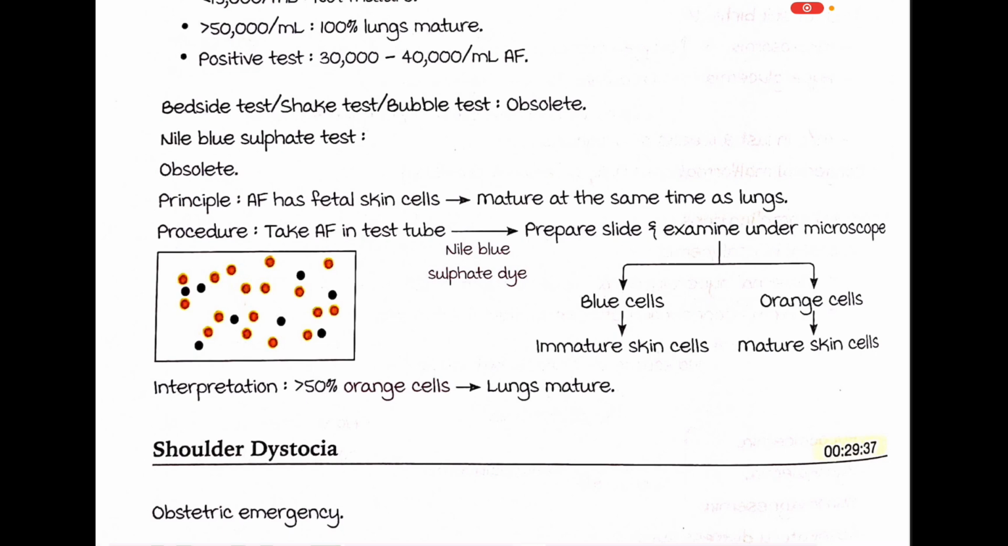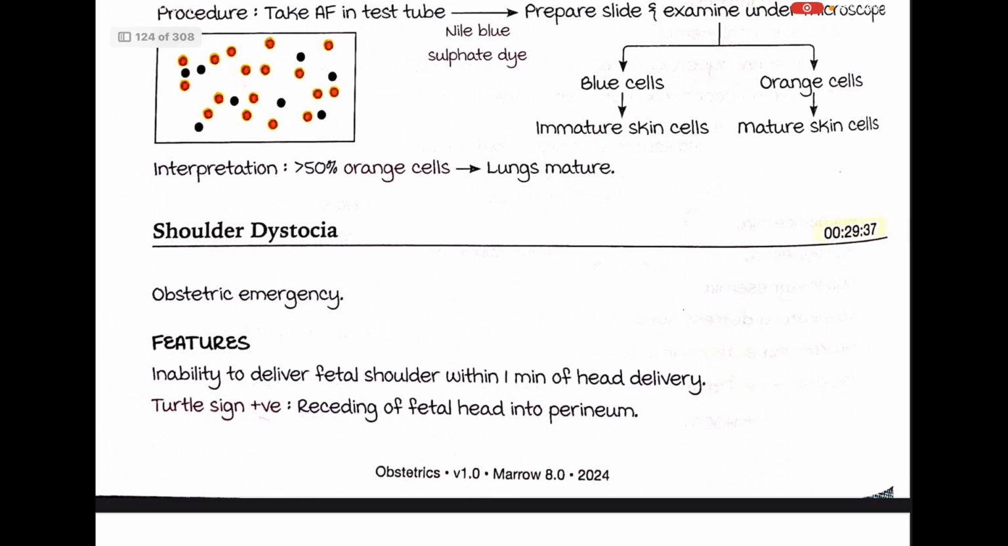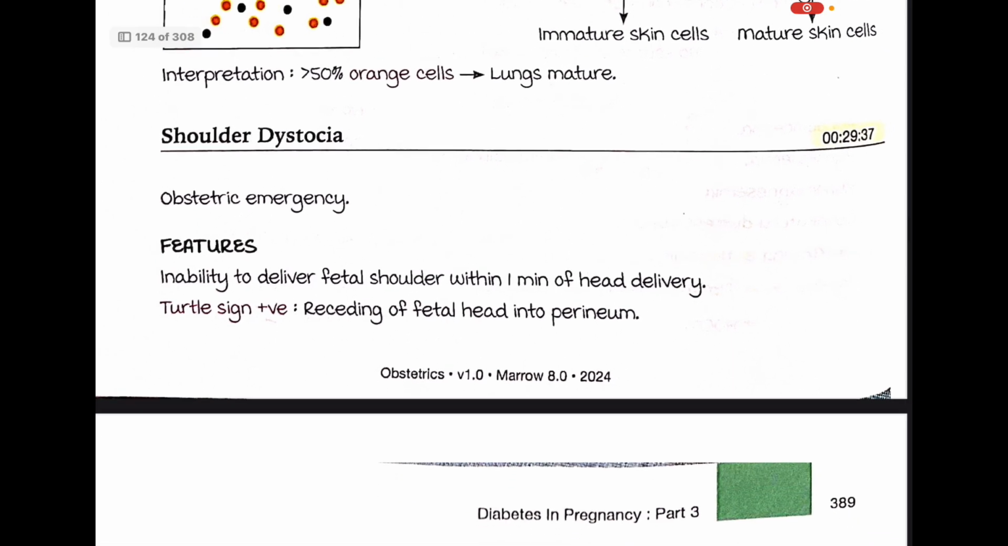Add Nile blue sulfate dye, prepare a slide and examine under the microscope. Blue cells are immature skin cells. Orange cells are mature skin cells. Interpretation: more than 50% orange skin cells, that is more than 50% mature skin cells, indicates that the lungs are mature too.